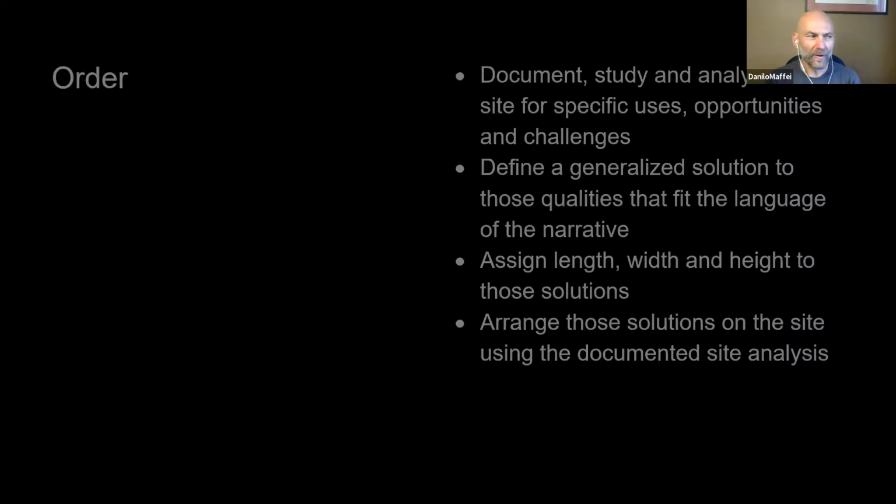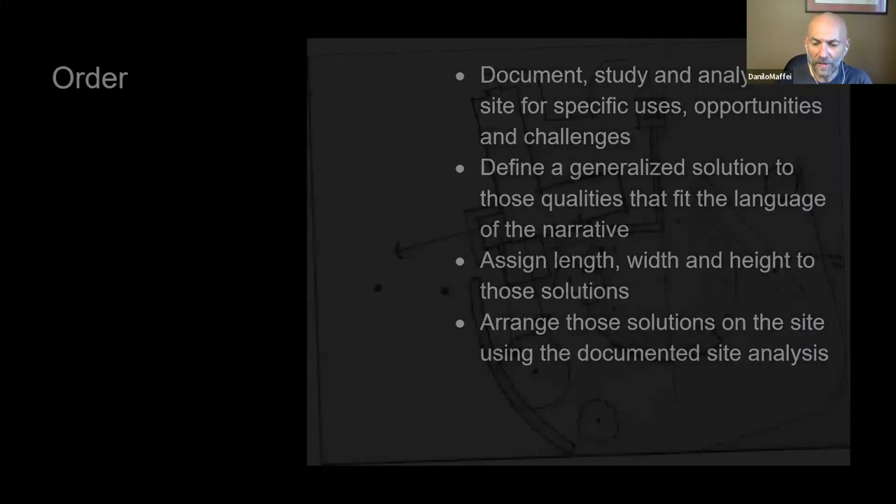We're also going to talk about order. How do we organize the space? Order helps us to document, study, and analyze the space for specific uses. We're looking for opportunities and challenges. Where are they located? How might they intersect with the things that we want to do or introduce into the landscape? Order will help us to define a generalized solution to the qualities that fit the language. We'll assign length and width and height to these solutions, and then arrange those solutions on the site using documented site analysis, which is going to be a focus for us today.